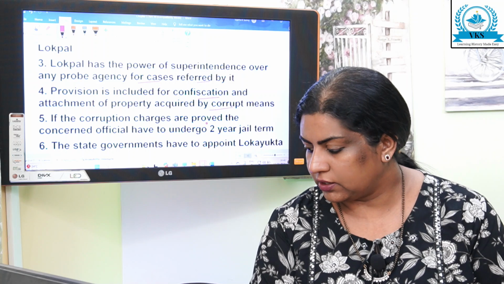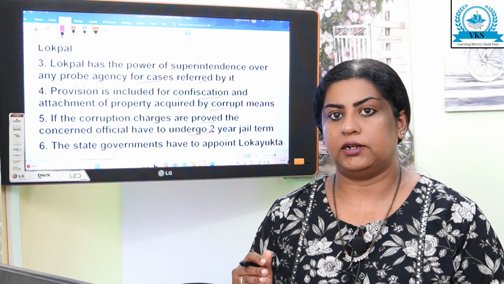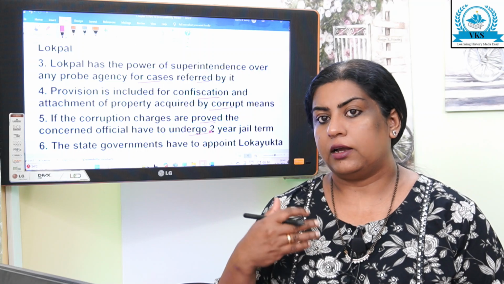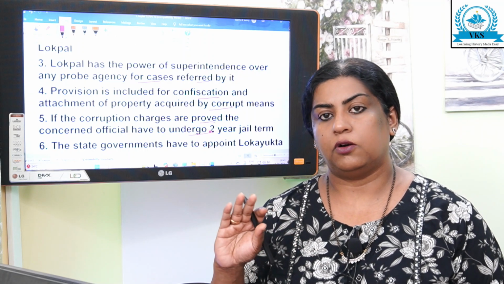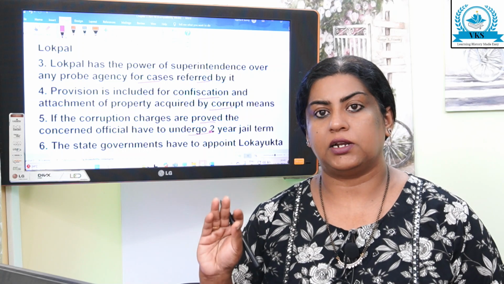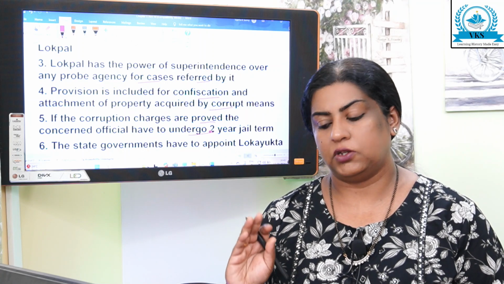If the corruption charges are proved, the concerned official has to undergo a 2 years jail term. So, if the Lokpal is able to prove that an official has done corruption, then they have to undergo 2 years of jail term.